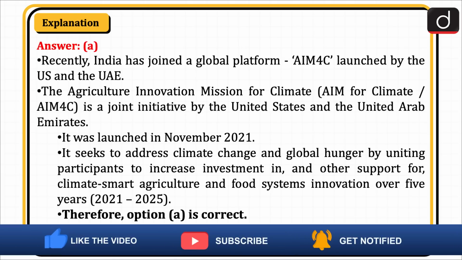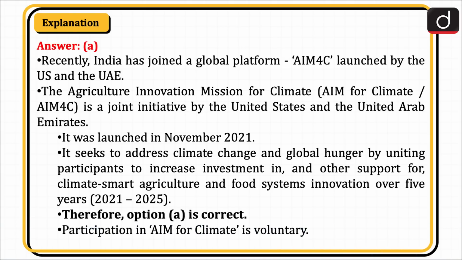It was launched in November 2021. It seeks to address climate change and global hunger by uniting participants to increase investment in and other support for climate-smart agriculture and food systems innovation over 5 years, that is 2021 to 2025. Therefore, option A is correct. Participation in AIM for Climate is voluntary.